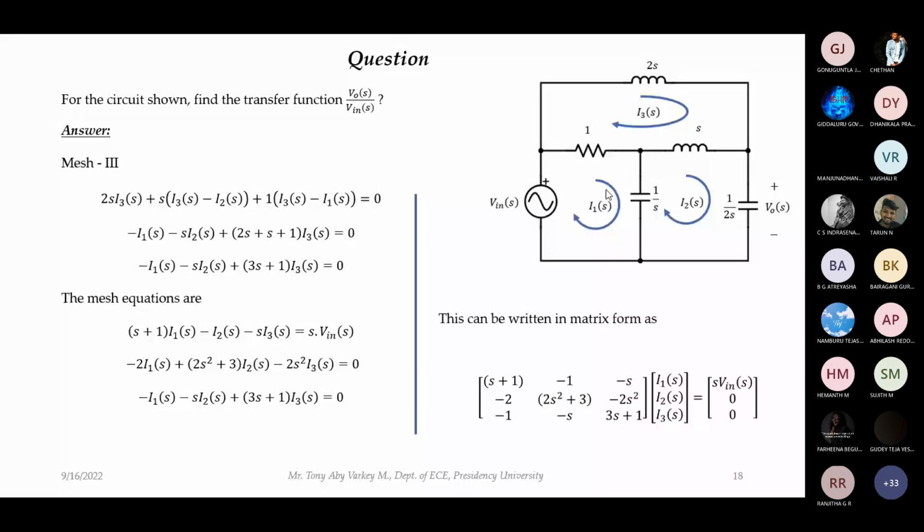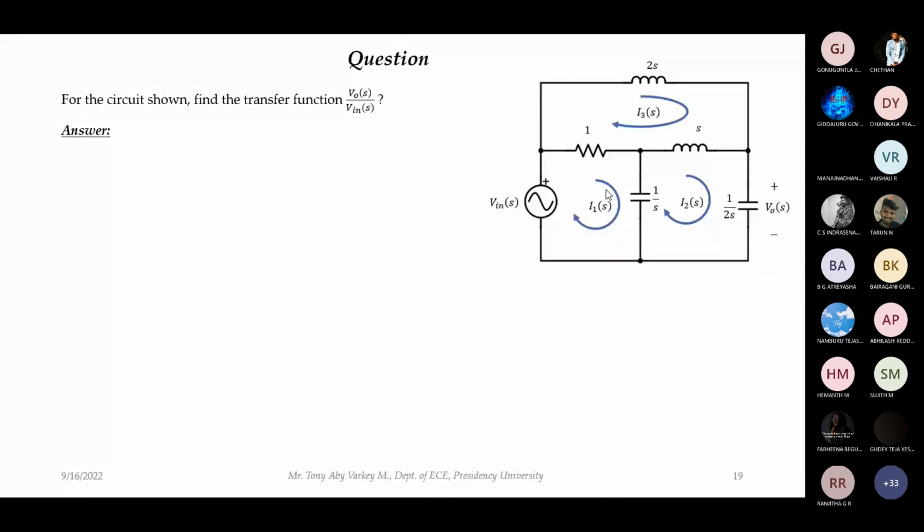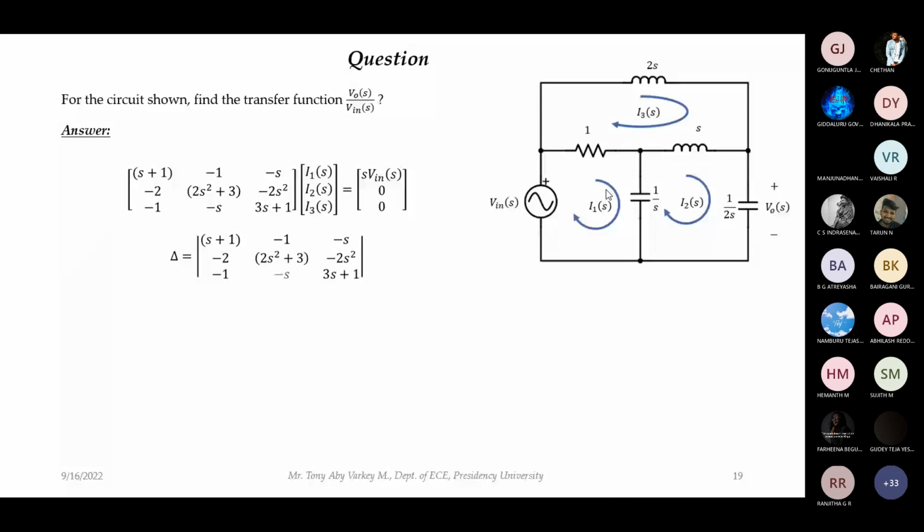Okay. Now we will use Cramer's rule. So delta I'm finding. I hope you know how to find the determinant of a 3 cross 3 also, right? Yes, sir. So it will be this one, correct? S plus 1 into 2s square plus 3 into 3s plus 1 minus 2s cube. Then minus of minus 1 into minus 2 into 3s plus 1 minus 2s square minus s into this minus this. So it will be like this. I hope you guys know how to do this, correct?